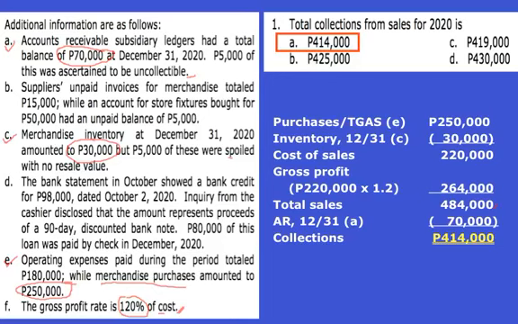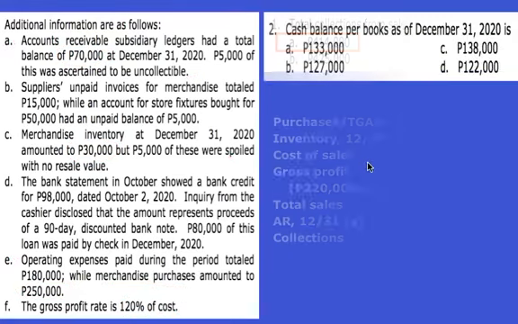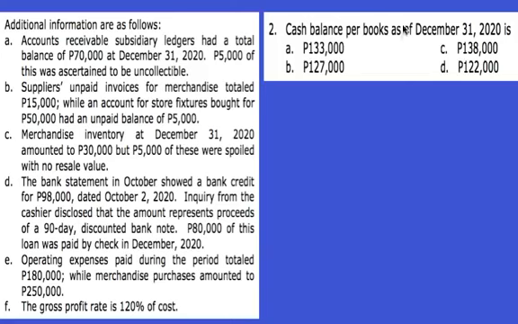Next, number 2, cash balance at December 31. So, per books. Again, walang beginning balance. So, we need the receipts and disbursements. Okay. One of the receipts, eto na, na-compute na natin. So, unahin mo na ito. One of the receipts, collections. Okay? So, number 2, cash balance per books as of December 31. As noted in number 1, collections.